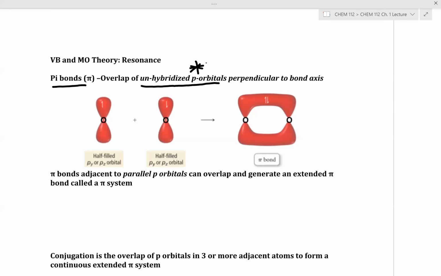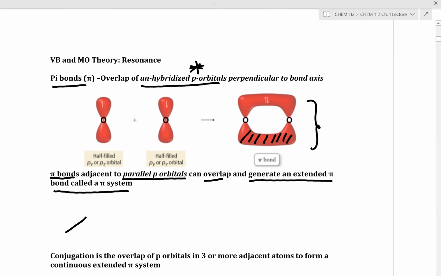Now, these two p orbitals are parallel and they overlap to form a pi bond. Technically, there should be phasing drawn here where you have regions of the same phase overlap. Now, an interesting feature of pi bonds is that if you have pi bonds adjacent to a parallel p orbital, these orbitals can then overlap and generate an extended pi bond known as a pi system. So let's draw an example of this.